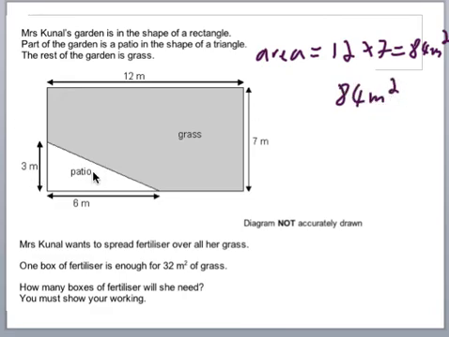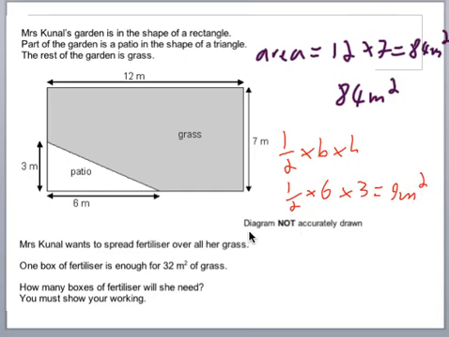Now I need to subtract from that the area of the patio. How do I work out the area of the patio? Well, it's a triangle, so I do half times base times height. So I'm going to do half times the base, which is 6, times the height, which is 3, which will give me an answer of 9 meters squared. So I know that the area of the grass that I'm looking for is going to be 84 minus the 9, which gives me an area of 75 meters squared.